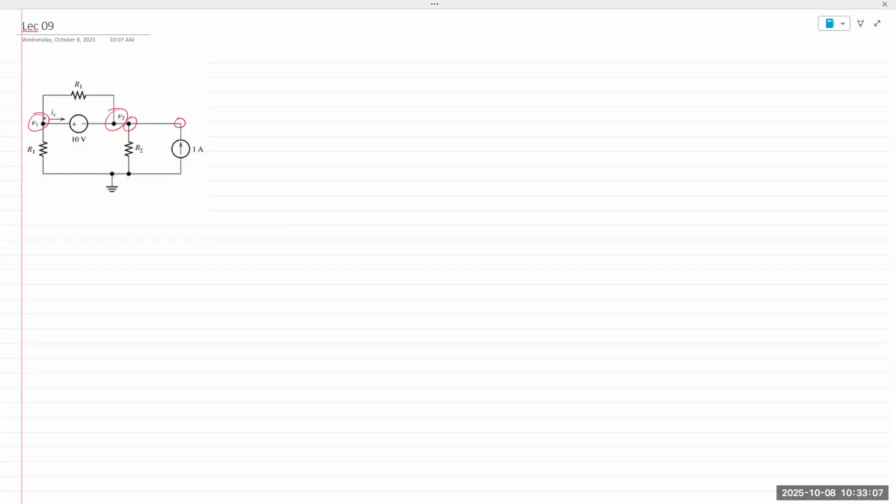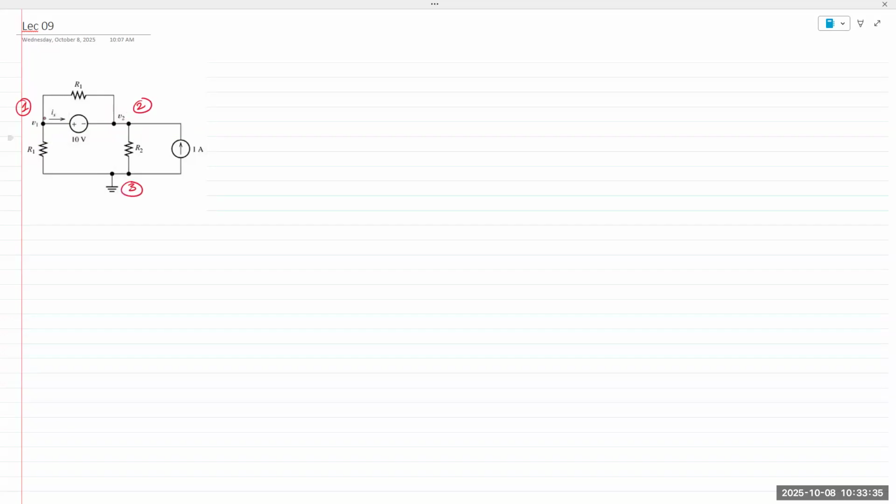Okay. And so I'm going to call this node 3. All of this is one node. And all of this is also one single node. So this is node 1. This is node 2 and node 3. Okay, so there's only 3 nodes in the circuit.